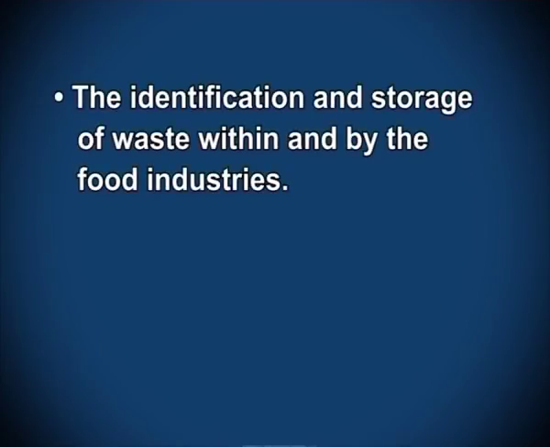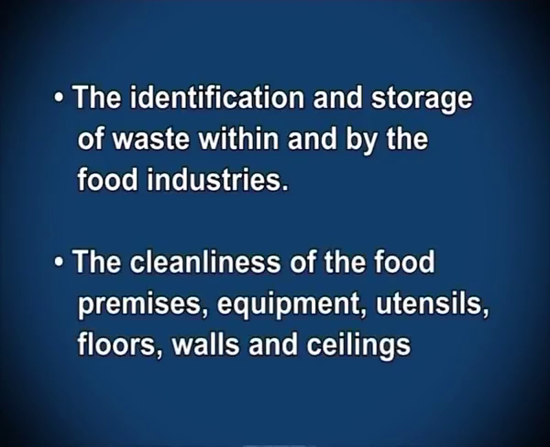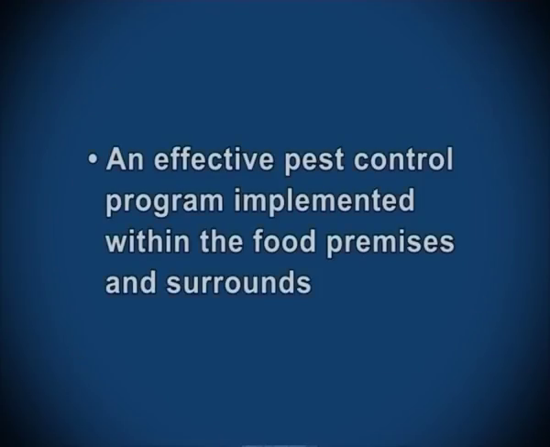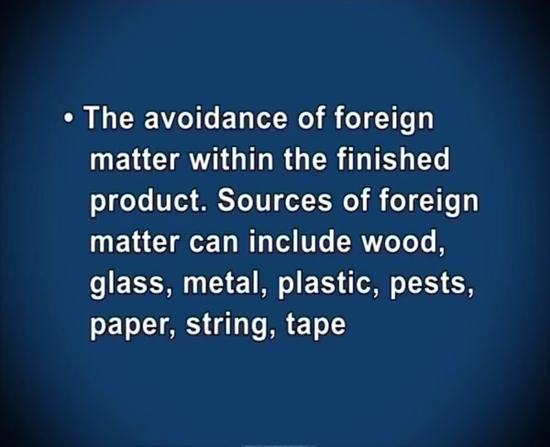the identification and storage of waste within and by the food industries, the cleanliness of the food premises, equipment, utensils, floors, walls and ceilings, an effective pest control program implemented within the food premises and surrounds, the avoidance of foreign matter within the finished product. Sources of foreign matter can include wood, glass, metal, plastic, pests, paper, string, tape, etc.